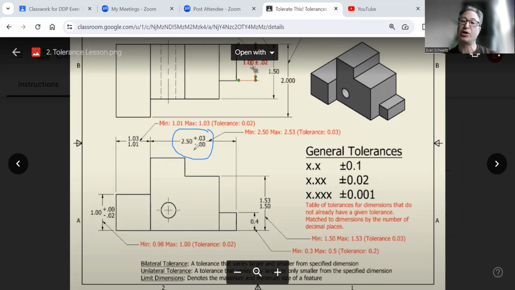So unilateral tolerance only gets bigger in one direction or smaller in one direction, but not both, which we'll get to in the next one. So can you find another example of unilateral tolerance? I'll give you a moment.